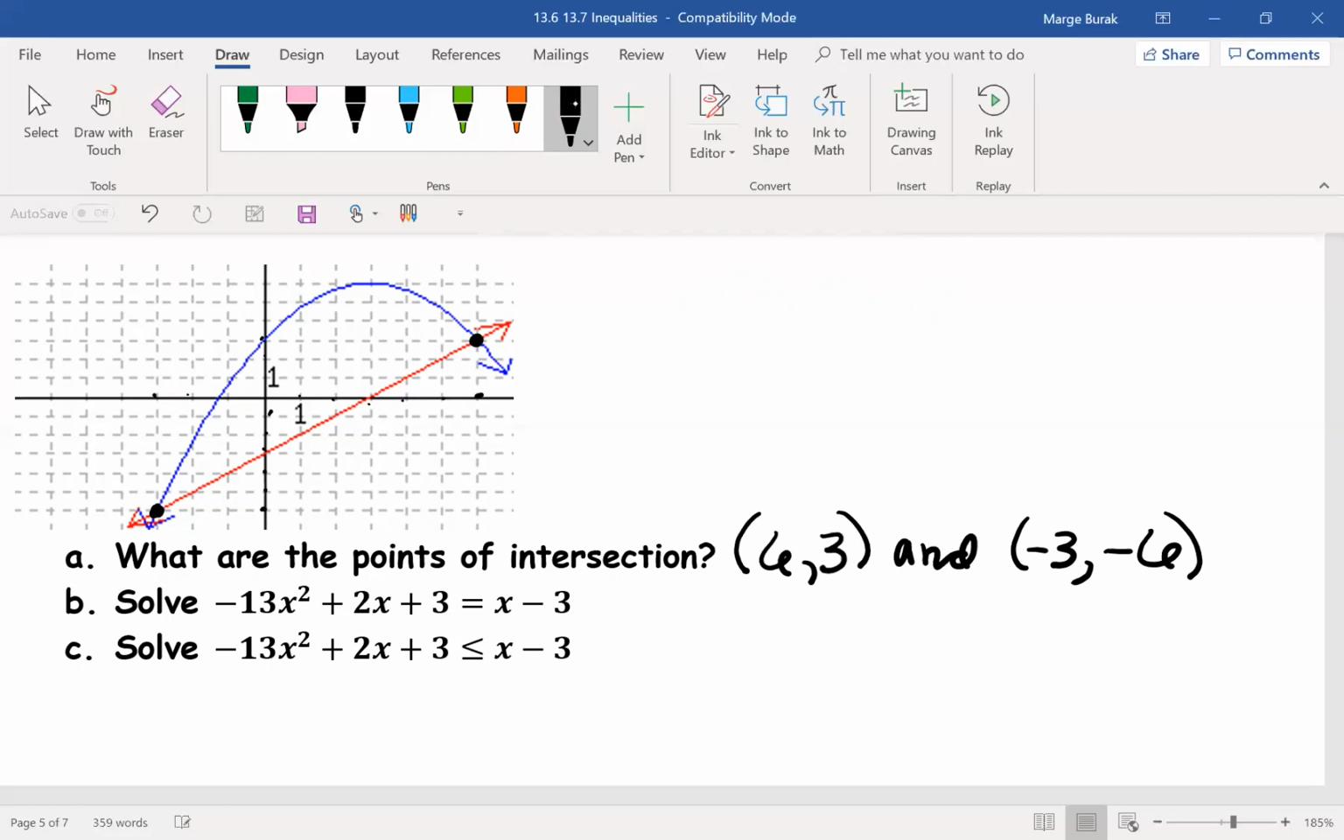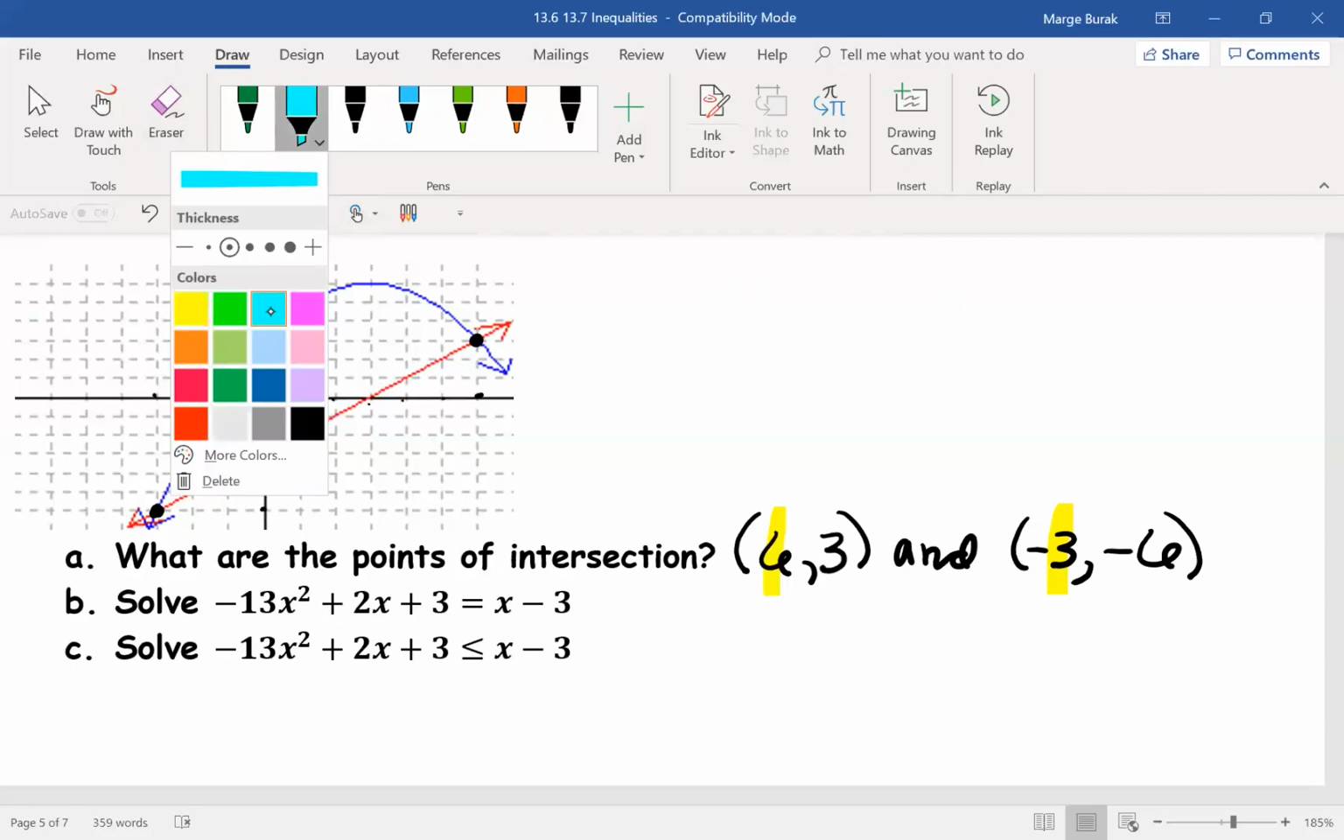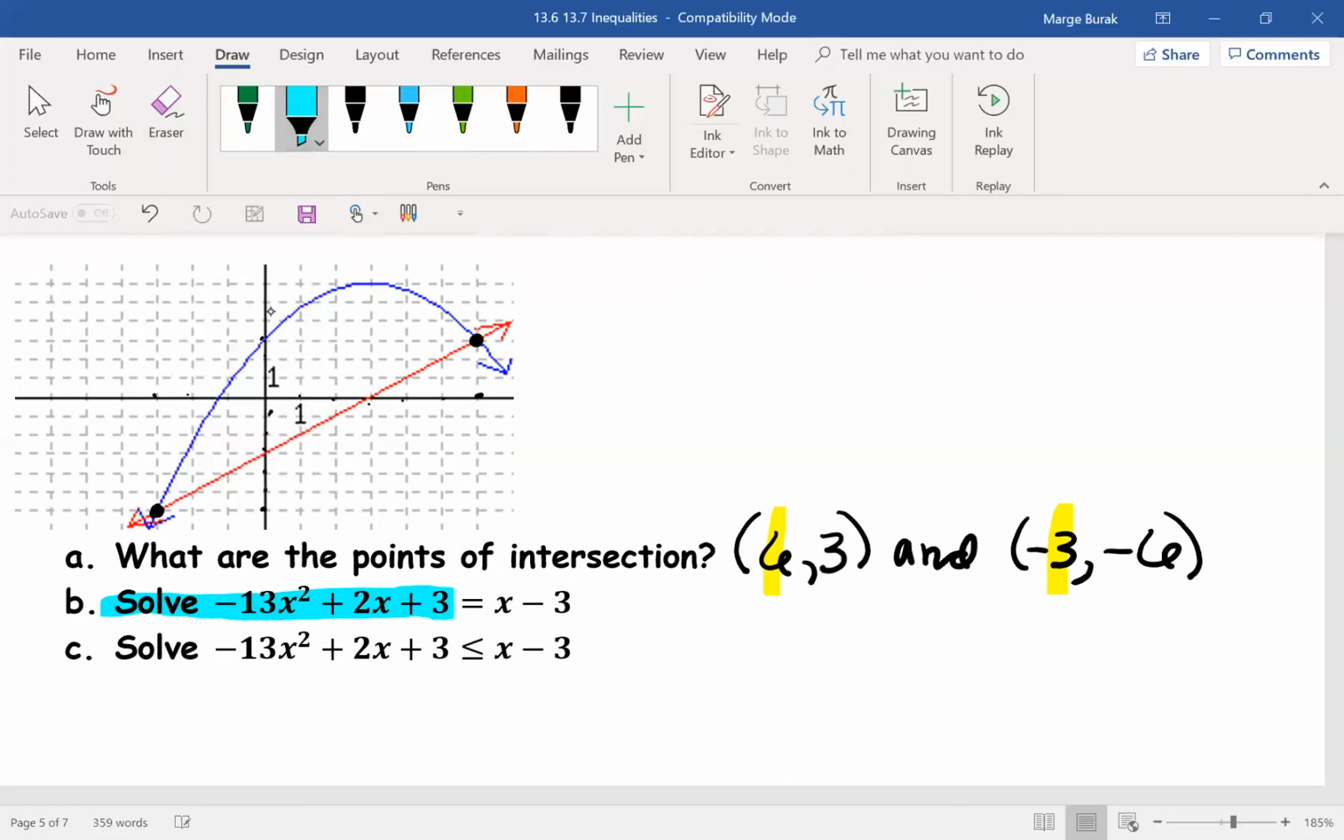Okay, so the x-coordinates of those points of intersection are going to be my benchmarks. Where is, oops, you don't want that. You want some nice see-throughs. Here we go. Solve, where is this parabola? How can I tell it's a parabola? It's x squared, and it's got a negative, so it's the upside down parabola. Where is that equal to this line, x minus 3?